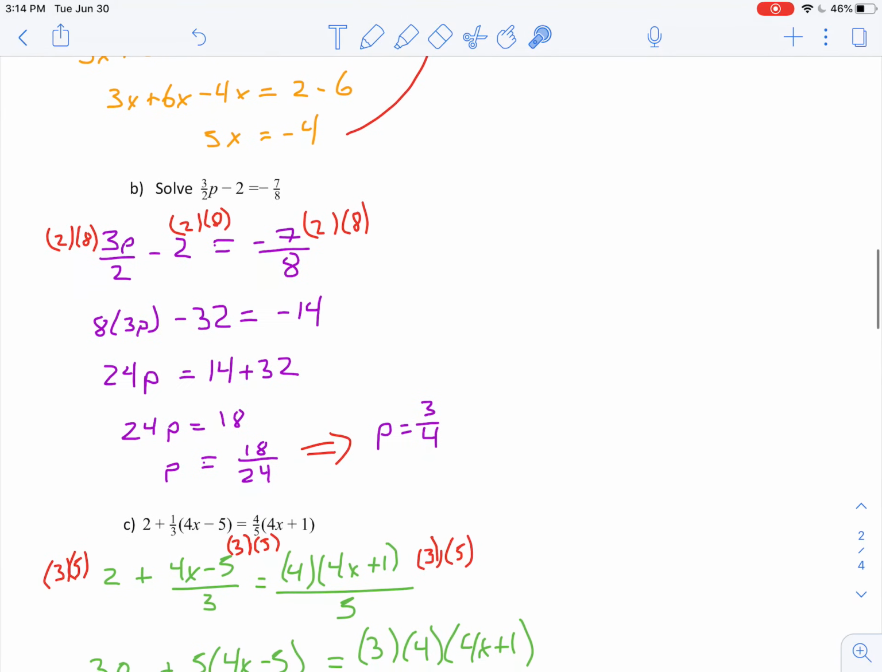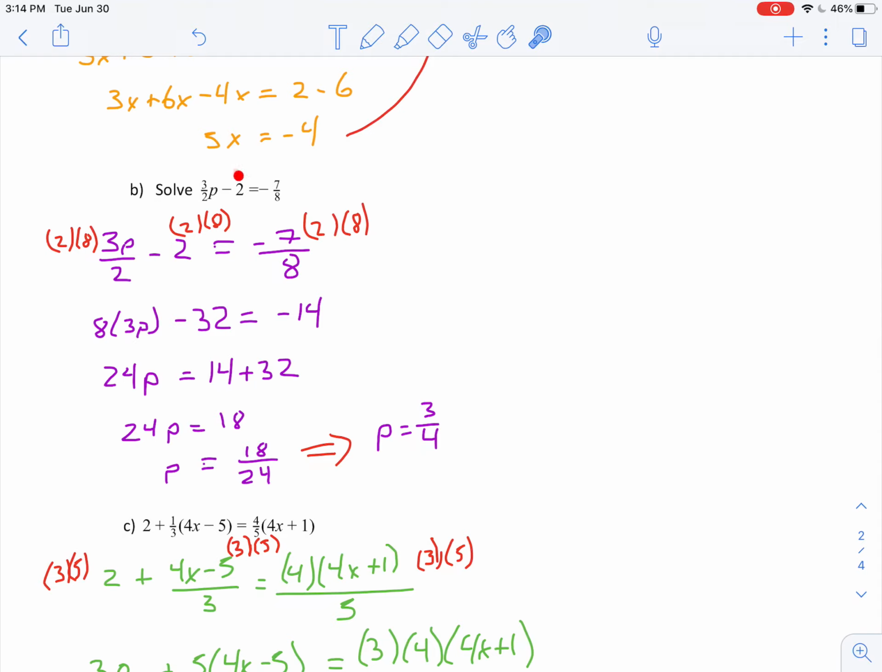Going to solve this one. 3 over 2p minus 2 is equal to negative 7 over 8. So on the left side of the equation here, the only fraction I see is one of these terms has a denominator of 2. So I need to multiply this term by 2 in order for those to cancel. What I do to this term, I have to do to all terms in the equation in order for it to remain balanced. So now these cancel, but these other terms are still affected by a factor of 2.